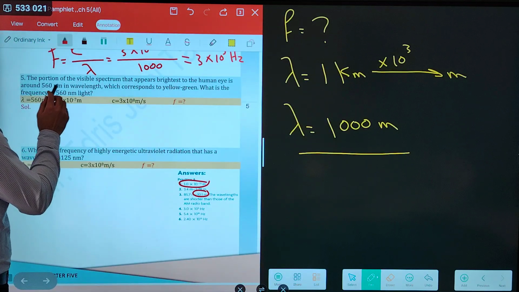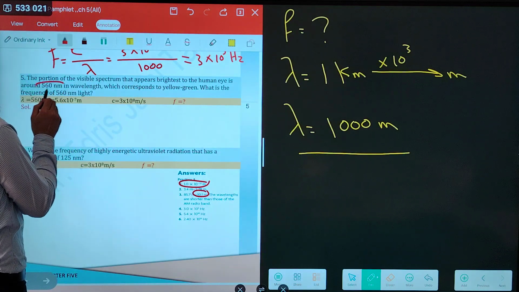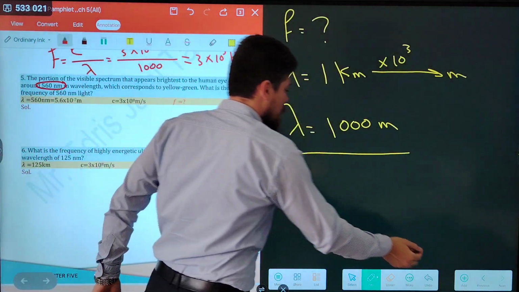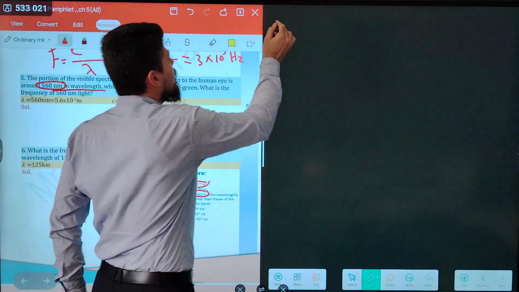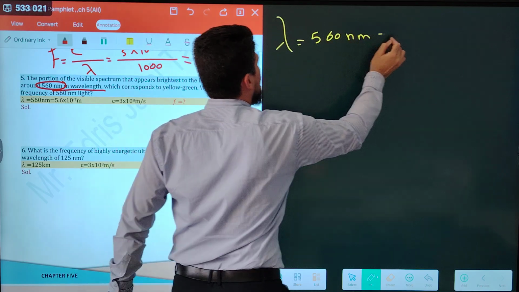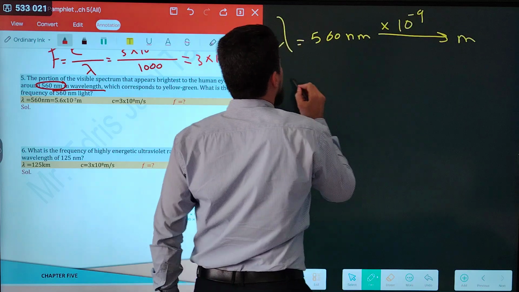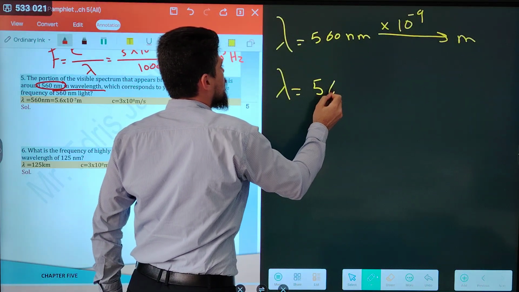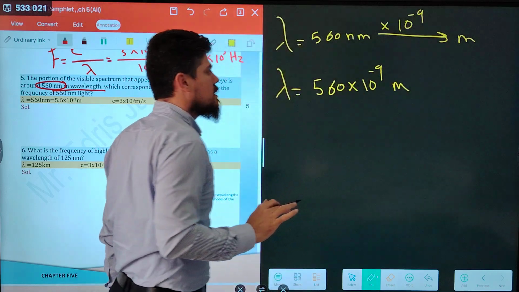Question number 5. The portion of the visible spectrum that appears brightest to the human eye is around 560 nanometers. This is the wavelength. Wavelength is equal to 560 nanometers. Convert to what? To meters. Multiply by what? 10 to the power negative 9, so it is 560 times 10 to the power negative 9 meters.